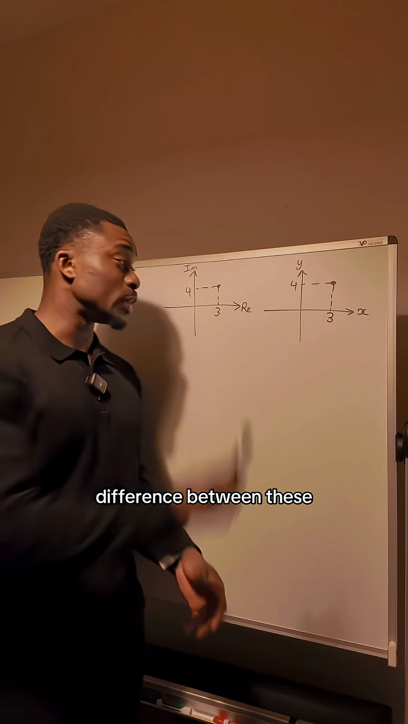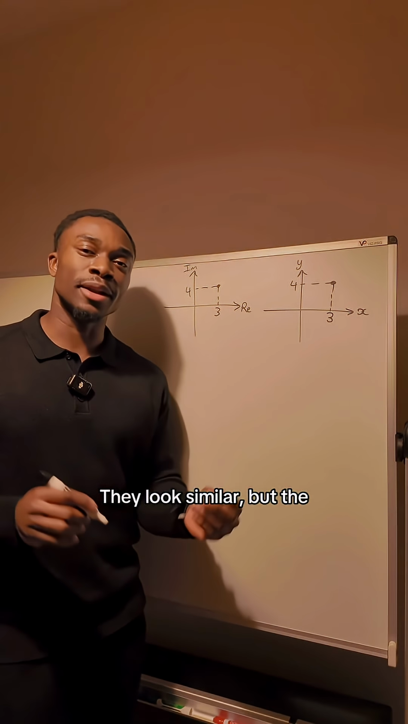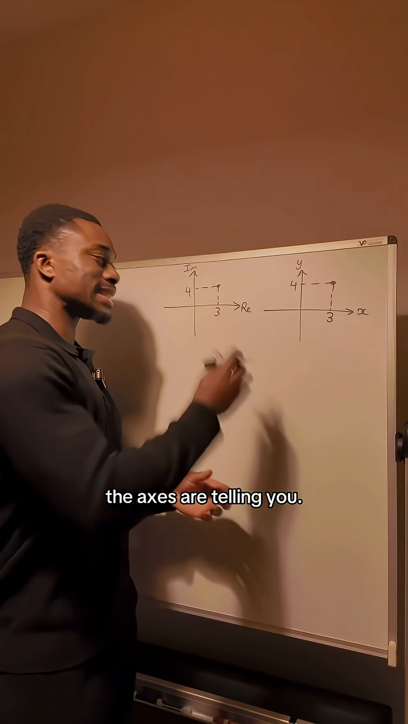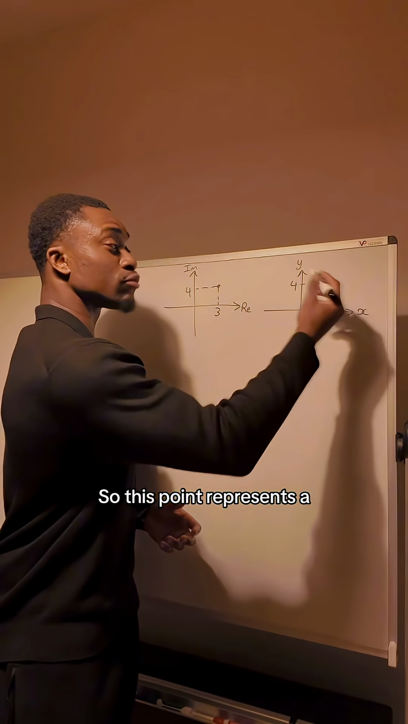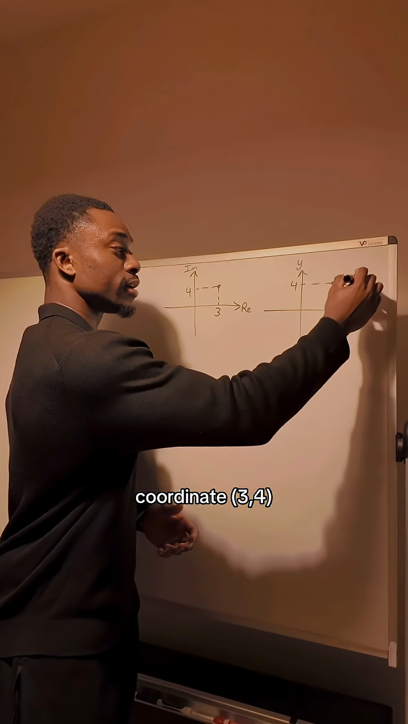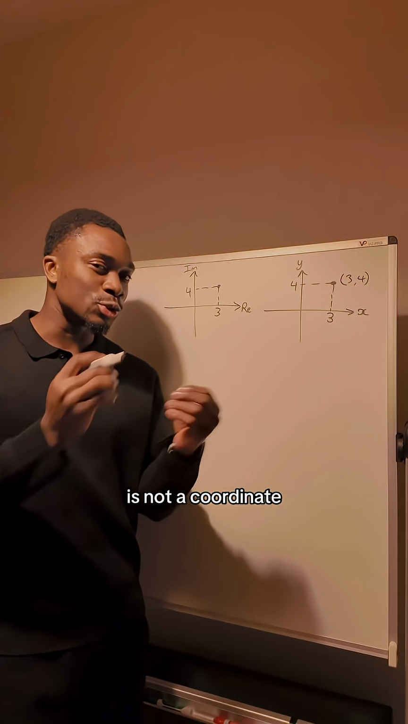Can you spot the difference between these two diagrams? They look similar, but the difference comes in what the axes are telling you. Over here, we have an X and a Y axis. So this point represents a coordinate, 3, 4. But this point here is not a coordinate.